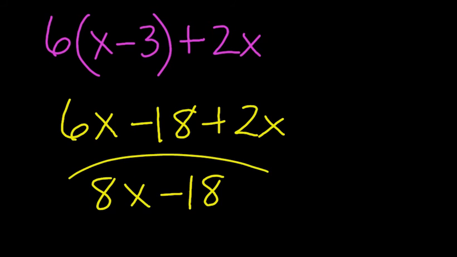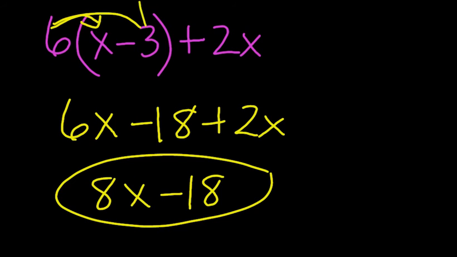Here's the answer. 8x minus 18. First, you do 6 times x. That's 6x. Then you do 6 times 3. That's 18. It's minus 18 because there's a minus sign up here. So it just moves down. Then you got the 2x. Then you put your 6x and your 2x together and you get 8x minus 18.